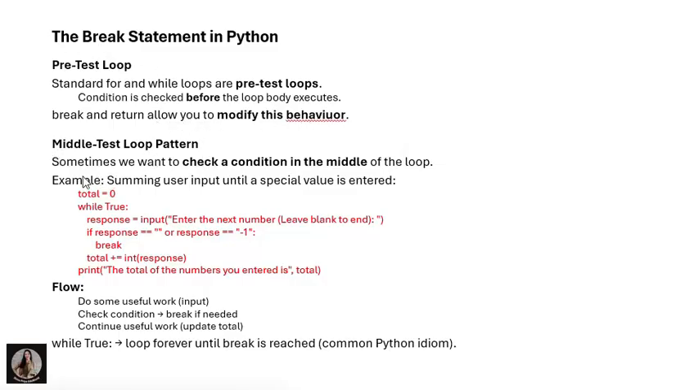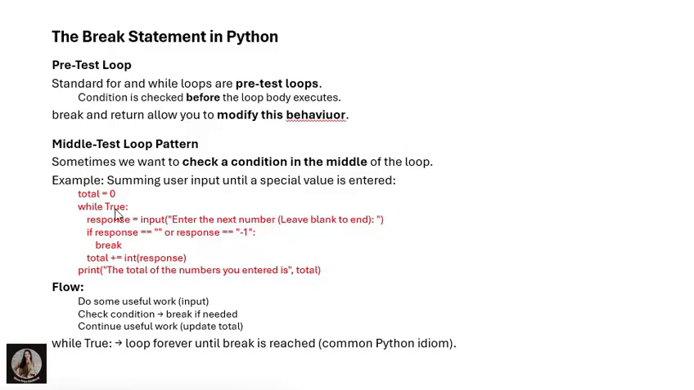Middle test loop pattern. Sometimes we want to check the condition in the middle of the loop. For example, summing user input until a special value is entered. Let us see with an example. Total is equal to 0 initially. While True, response is equal to input, enter the next number.